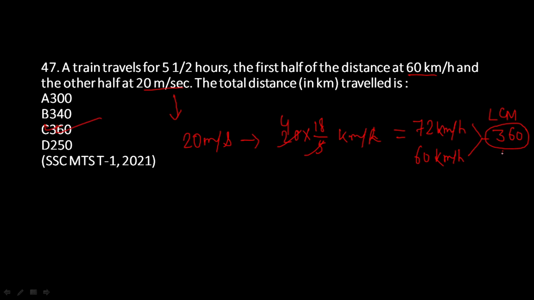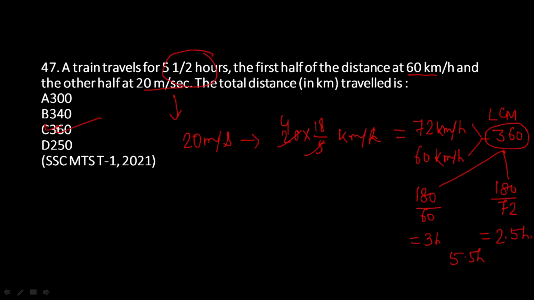How? Because it says first half of the distance at 60 km per hour. So first half means 180 at 60 km per hour. So it will take 3 hours. And the second half is 180 at 72 km per hour. So it will be 2.5. So it is 5.5 hours, right? So 5.5 hours is satisfied. So 360 is the right answer.